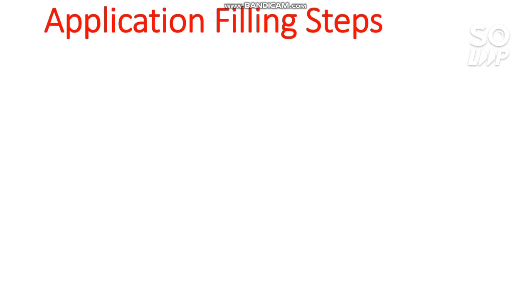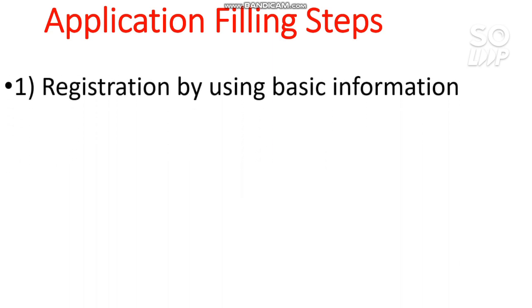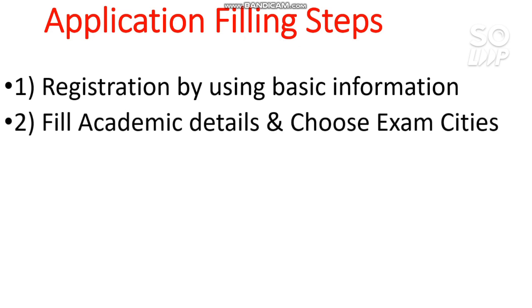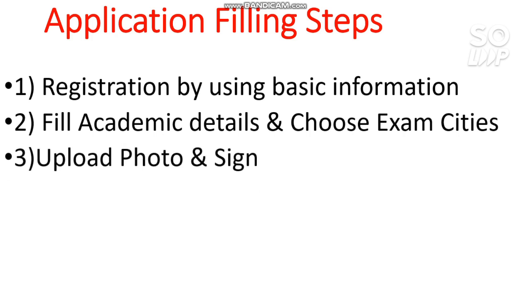So here I will show you the steps, and in the next video I will show you live how to fill and complete those steps. Registration using basic information such as name, then fill in the academic details and choose the exam city. After registration, you will get the registration application ID and password. Using that, you will log in to your application form, fill in the academic details, choose the examination center, and after that you need to upload the photo, signature, ID proof, all those things.